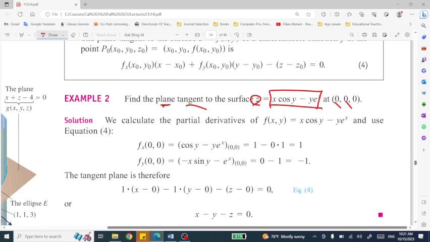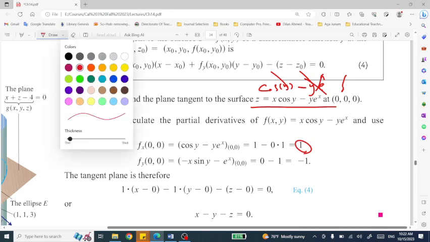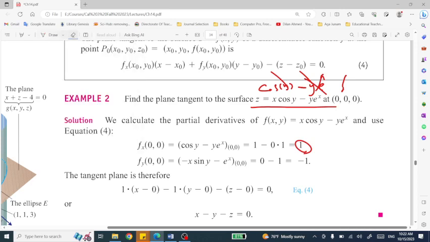Question is clear, right? So I want a plane tangent, and I have a surface, like z. So I know fx is clear. Fx is equal to what? Cosine y and minus y e to power x at 0. So at 0, 0, I'll get cosine 0 equal to 1. Shall I repeat it? I think that was easy. How about f sub y? Yalla jamaat.